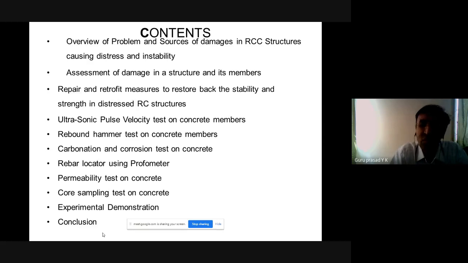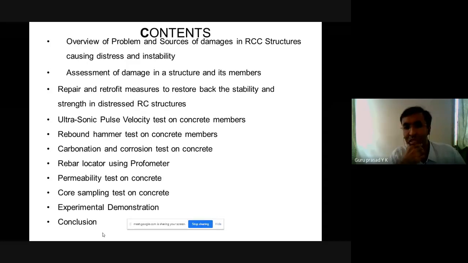Then I'm also going to talk to you about the core test, that is core sampling, which is a semi-destructive test, but still I'm going to talk about it to show you that in some cases, if you want to know the in situ compressive strength of the concrete, we will have to go for a semi-destructive test where we need to extract a portion of the core.